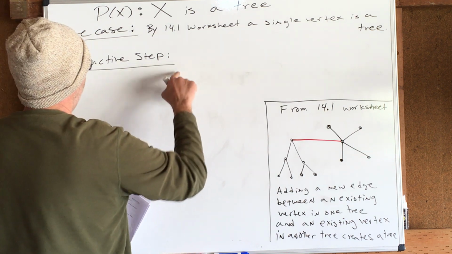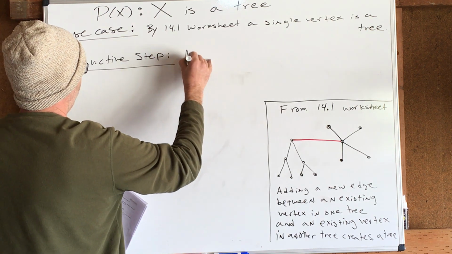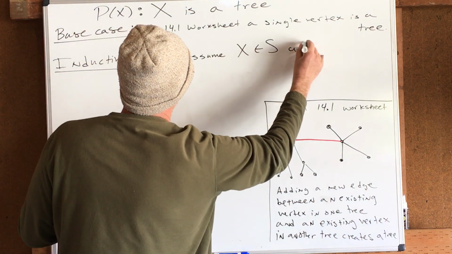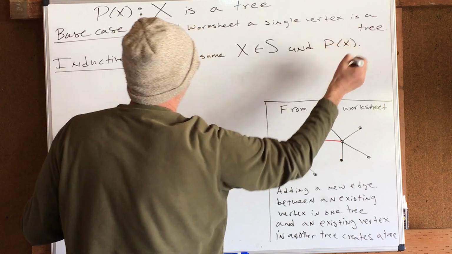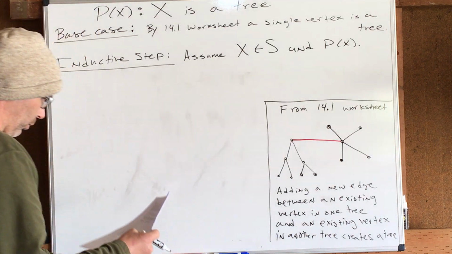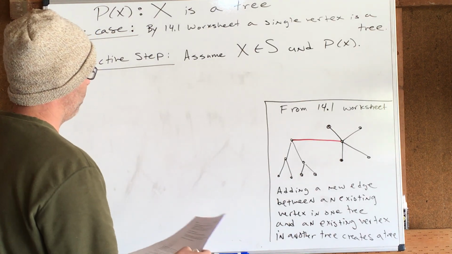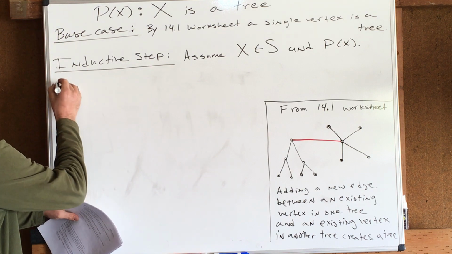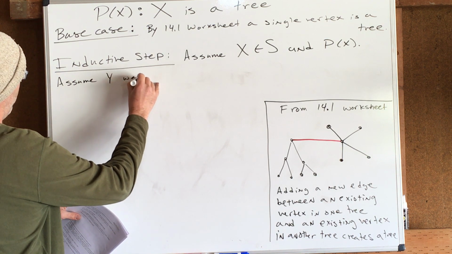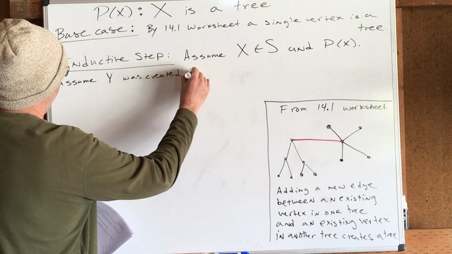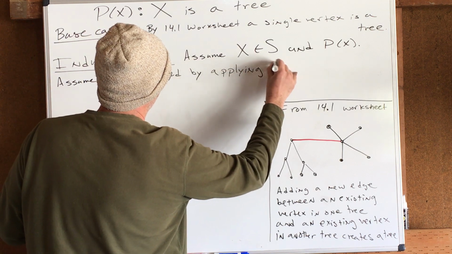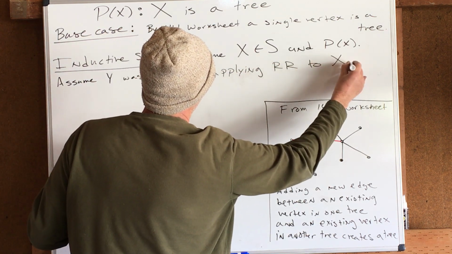Okay, so assume X is in S and P of X is true, that X is a tree. So assume that X in S is a tree. And we're going to show that Y, which is created by applying the recursive rule, let's say Y was created by applying the recursive rule to X.